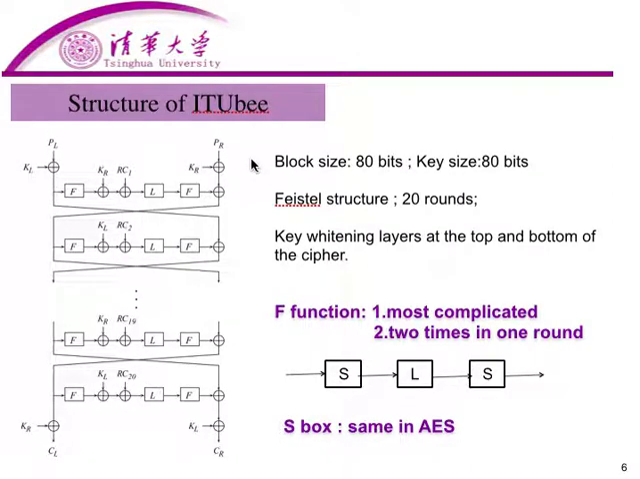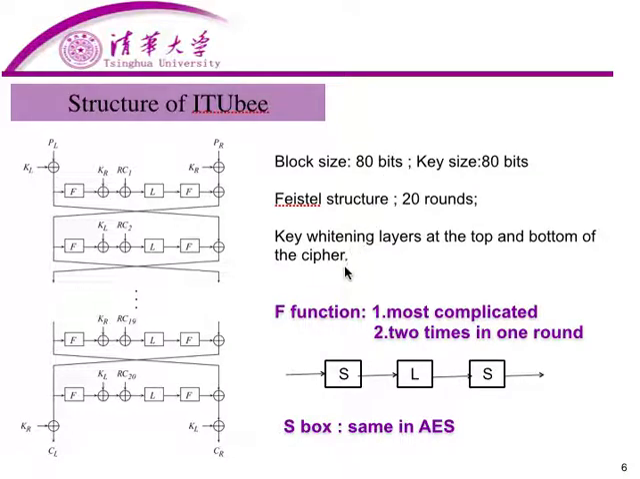Now let's look at the structure of ITUbee. On the picture on the left, you can see that ITUbee applies a Feistel structure. That is to say, the input is divided into two branches. After going through the round function, the left part is XORed with the right part. The block size for this algorithm is 80 bits. The key size is also 80 bits.